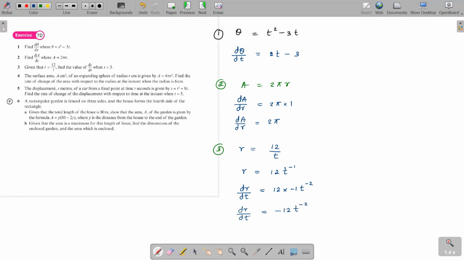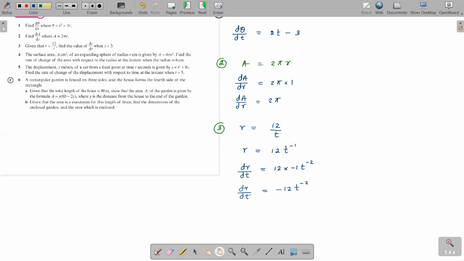Okay, and then what I think you can see in this question, they've gone a little bit far. What have they said here? They're asking you to find the value of dr by dt when t equals 3. So this is something a little bit new. Now they want you to actually find the dr by dt value when t is 3. So what do we do? Take your t value and replace it with 3.